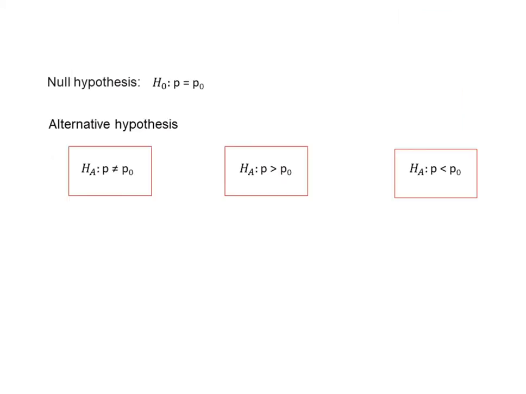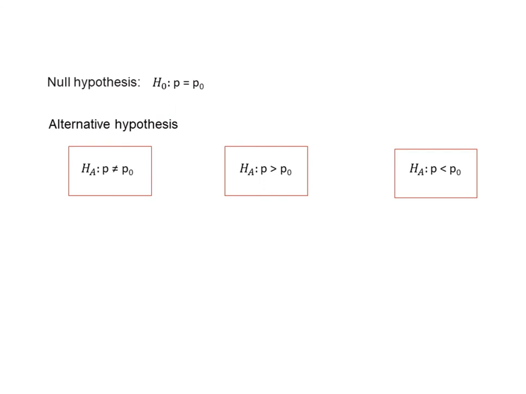For a one proportion test, the hypotheses are as follows. In the null hypothesis, the population proportion equals the hypothesized proportion. In alternative hypothesis, there are three options, which are the population proportion differs from the hypothesized proportion, the population proportion is greater than the hypothesized proportion, and the population proportion is less than the hypothesized proportion.